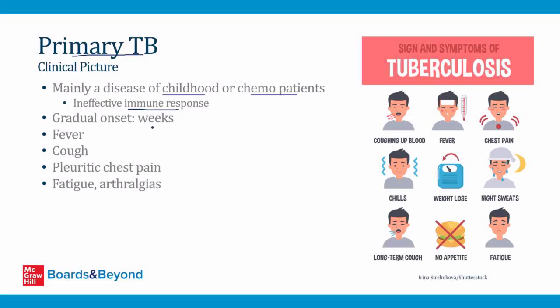The symptoms have a gradual onset over weeks. The symptoms include evidence of infection like fever. There's pulmonary involvement because the bacteria is inhaled into the lungs, so patients can develop cough and pleuritic chest pain. They can also have fatigue and arthralgias. All of these things are relatively nonspecific signs of a respiratory infection, so you have to have a high index of suspicion to know that someone may have these symptoms caused by tuberculosis as opposed to a virus or some other much more common bacteria.